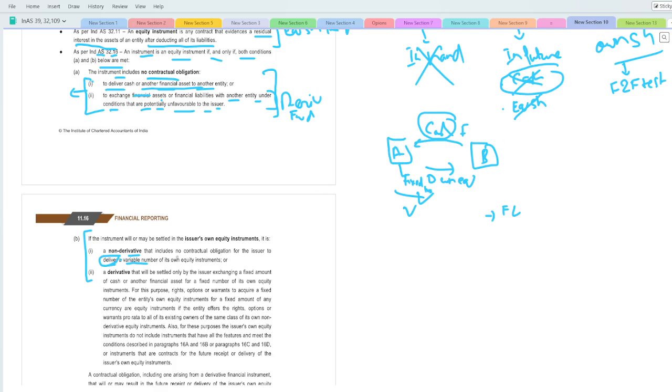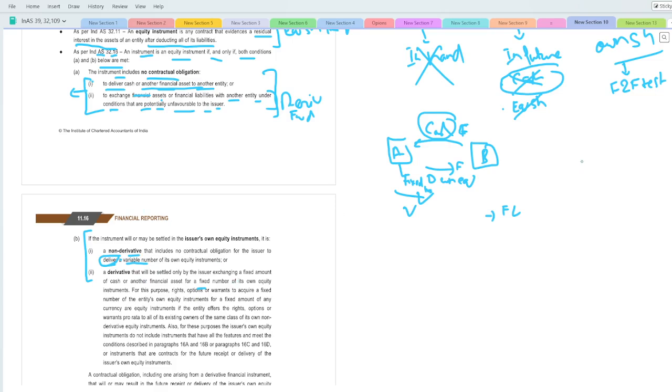And for the non-derivative only, you need to see the outflow, this leg, not this one, because here you need to see whether it's fixed or not. On that basis, for the non-derivative, you will decide. But for the derivative, you need to see both the legs. Here the fixed cash is there, and here the fixed number of own equity shares should be there. If both the legs are fixed, then it will be your equity instrument. Otherwise, it will be your financial liability or financial asset.